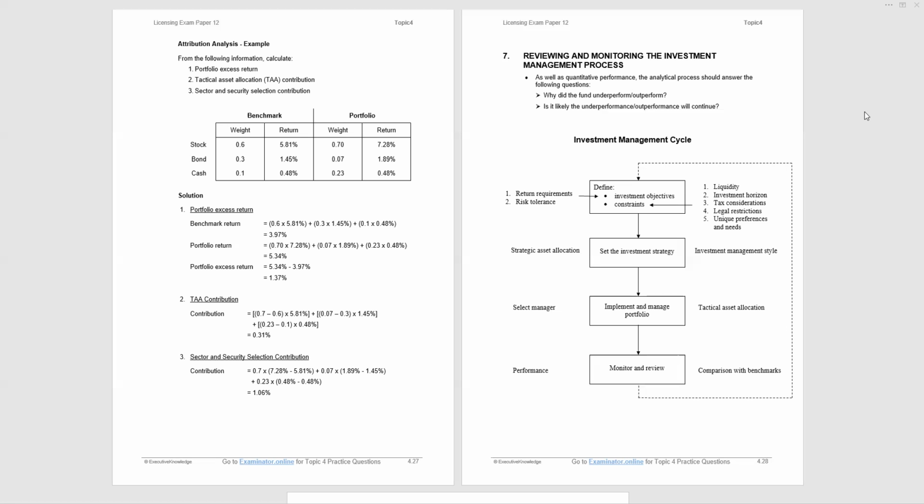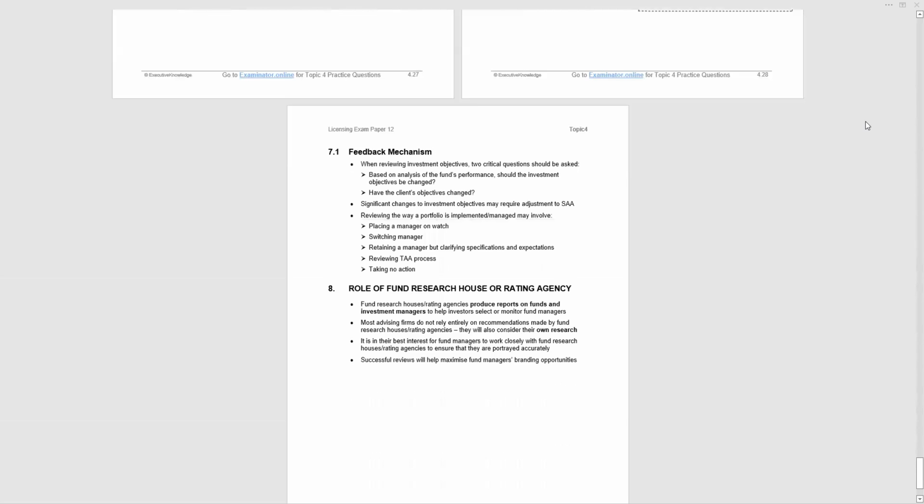Well, we started topic 4 with this, the investment management cycle, and we're just reminding ourselves what it looks like. That is defining investment objectives and constraints. Then we set the investment strategy. Then we implement and manage the portfolio. And we continually monitor and review the performance, which leads us back to adjusting investment objectives, constraints. Well, we can't adjust constraints, but certainly the return objectives and the strategy and the management may be altered.